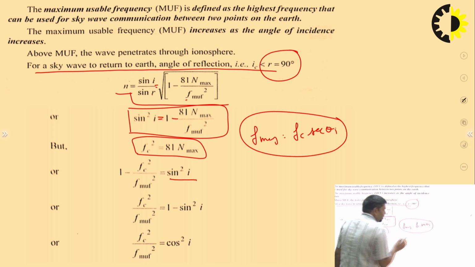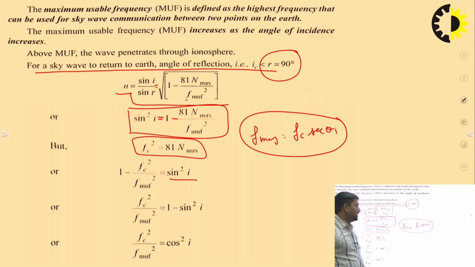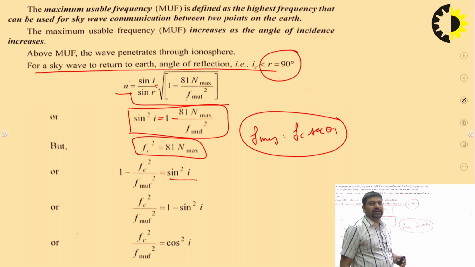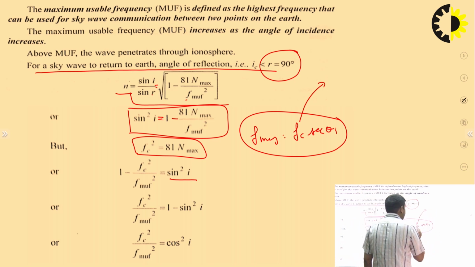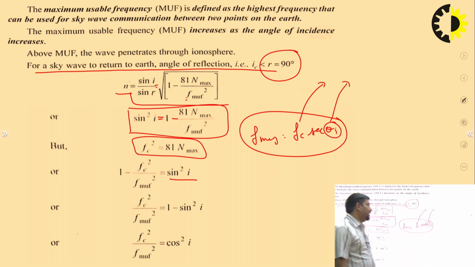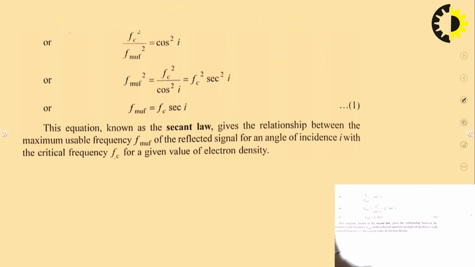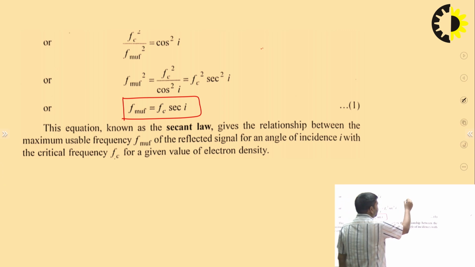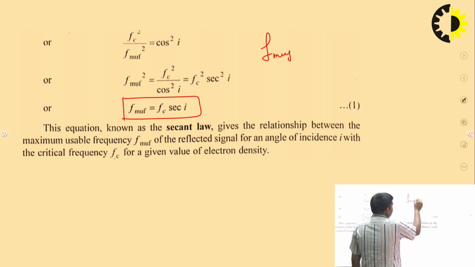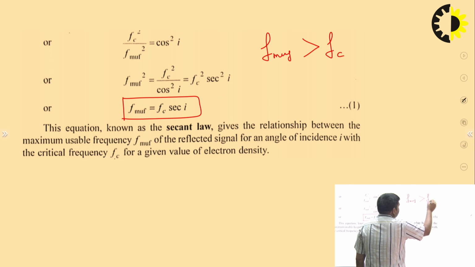So this is a very important formula. If the refractive index is given, or if the electron density is given, we can easily calculate the critical frequency, and if the incident angle of that particular ray is given, we can easily calculate the f MUF by using the formula f MUF is equal to fc sec theta i. So finally we conclude that f MUF is equal to fc sec theta i. Always remember that for a particular layer, f MUF is always greater than the critical frequency.